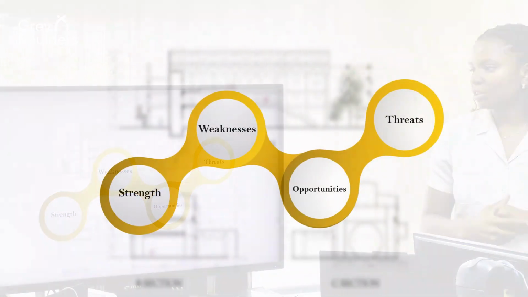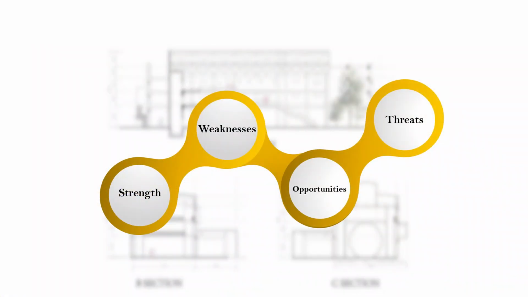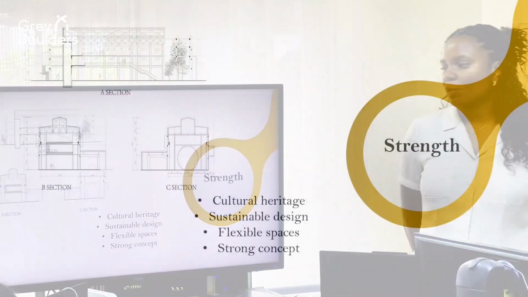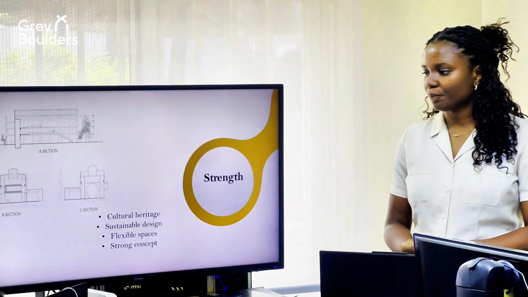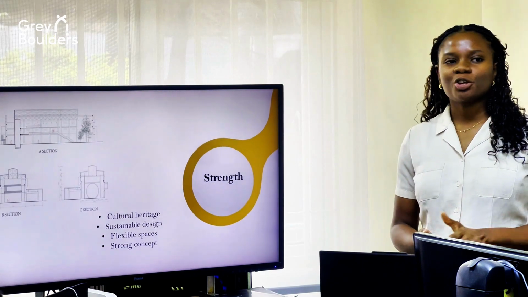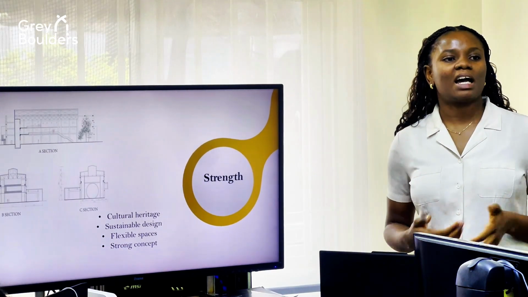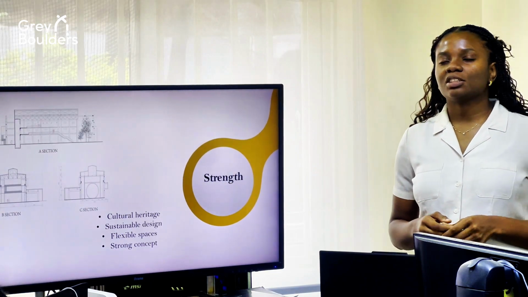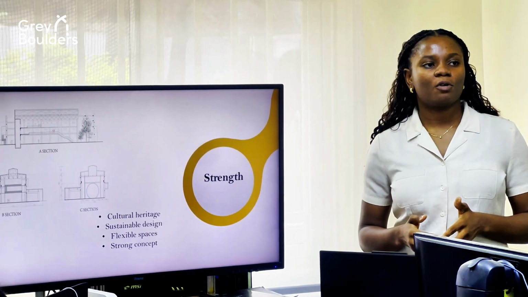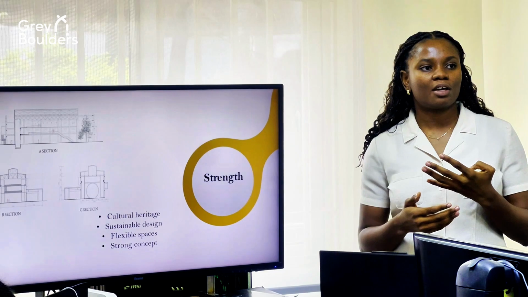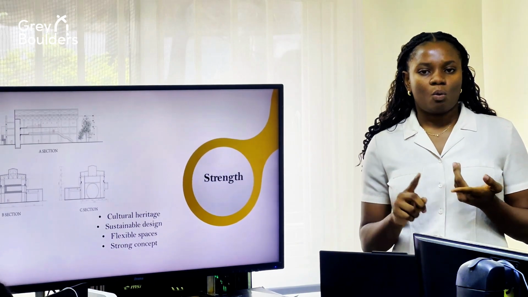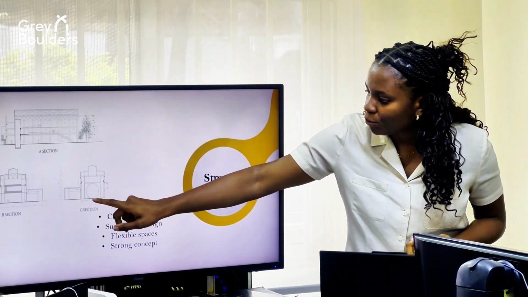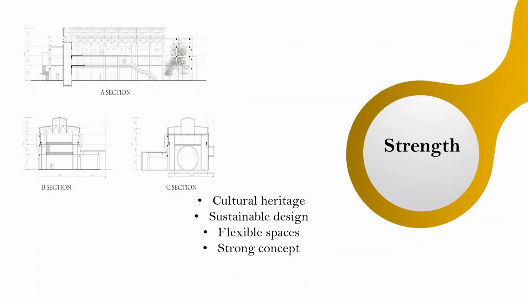Okay. Now let's talk about the strengths, weaknesses, opportunities, and threats. Strengths. Number one, cultural heritage. I'm sure you've been wondering, it's still a basic building, so how did they put their culture into it? Well, an ancestral home for their people has three main things. One, a moon gate, which you can see here. This circle is called a moon gate.